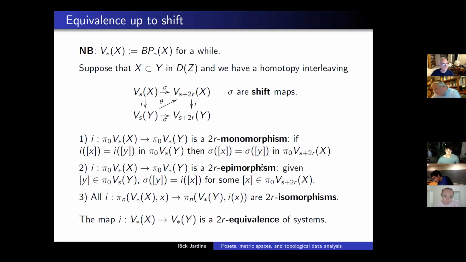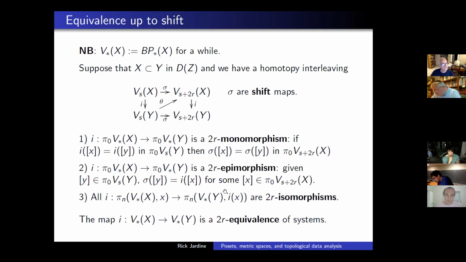So if you take all these guys together, it's a diagram of spaces. And if you compute path components, you get a diagram of sets. And you have a comparison of diagrams of sets induced by the inclusion of X and Y. And on the level of path components, that comparison of diagrams of sets is a 2R monomorphism and a 2R epimorphism. I say that's a 2R isomorphism or bijection.